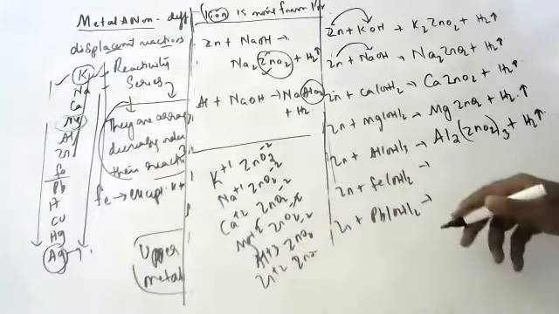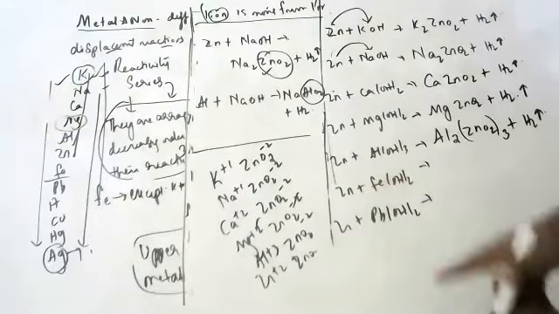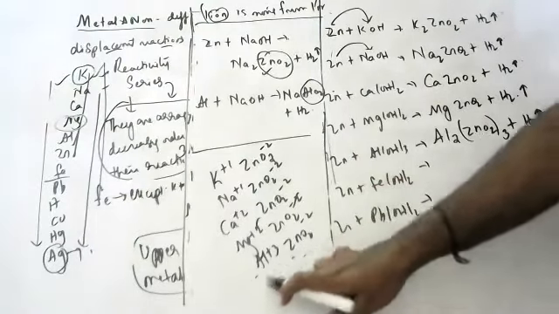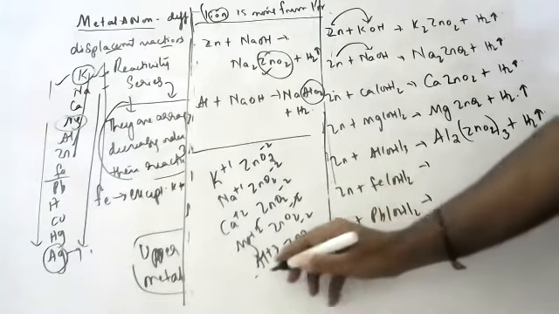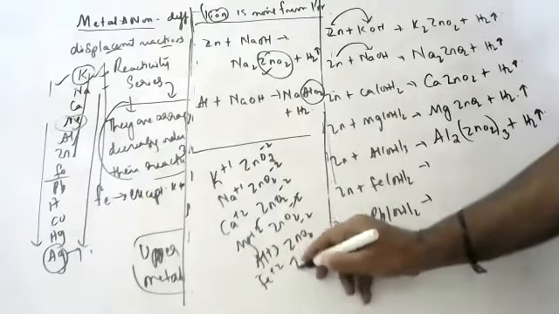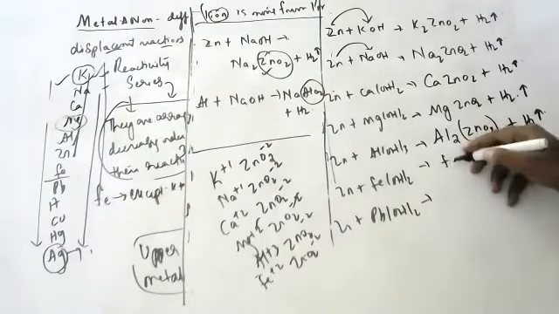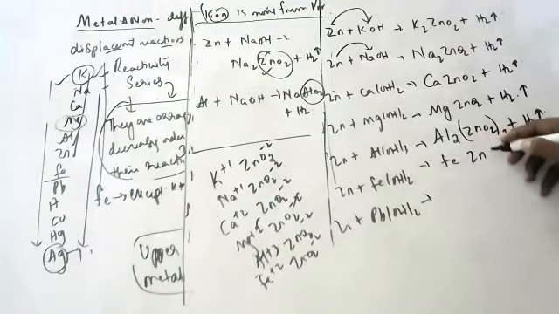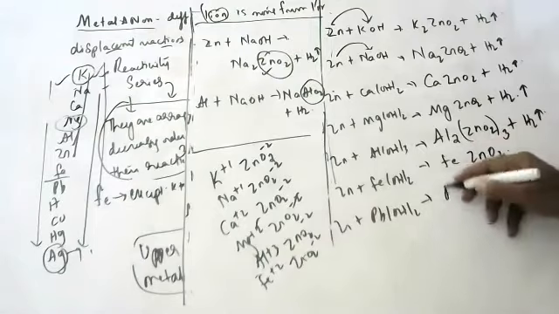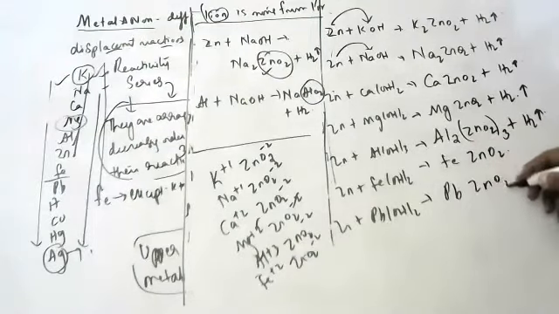Zinc plus iron hydroxide. Fe is plus 2, ZnO2 minus 2. FeZnO2 plus hydrogen gas. And here, PbZnO2 plus hydrogen gas.